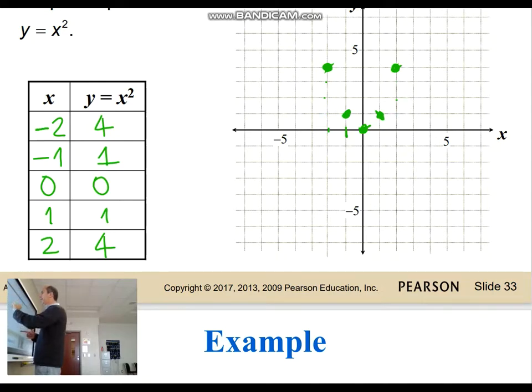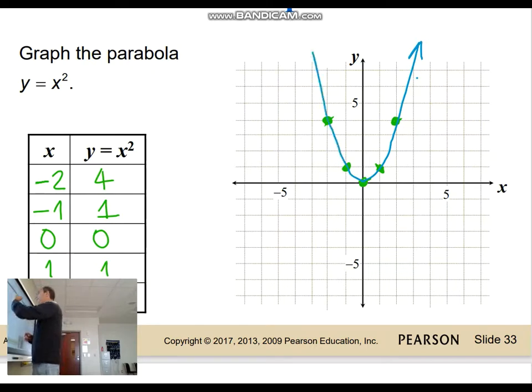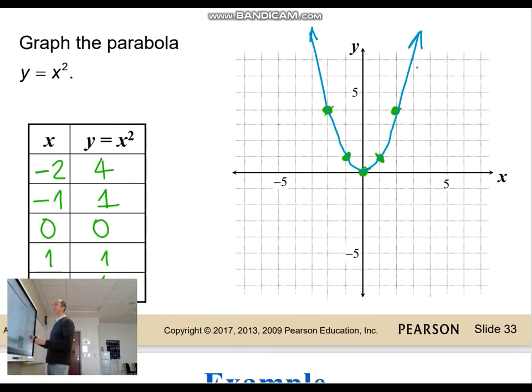Let me clean this up a little bit so we look only at the points that we just found. We have all the points here, and to find the graph, connect the dots, connect the points, and the parabola looks like that. It looks like a U. This is the parabola.